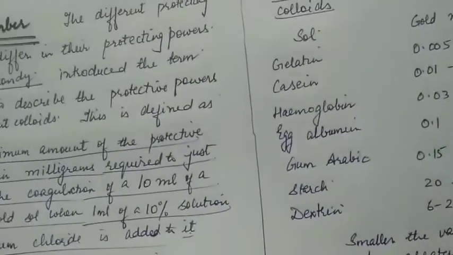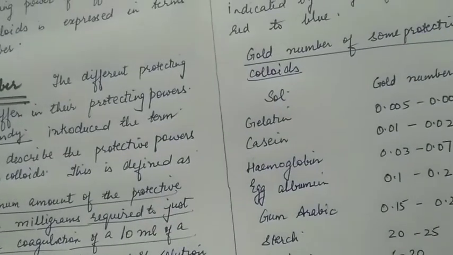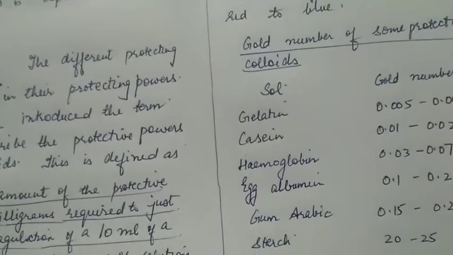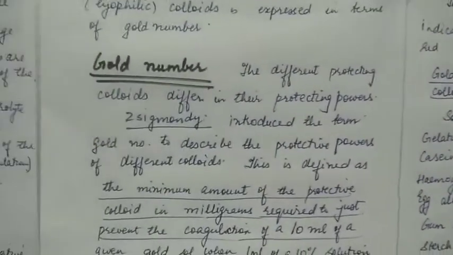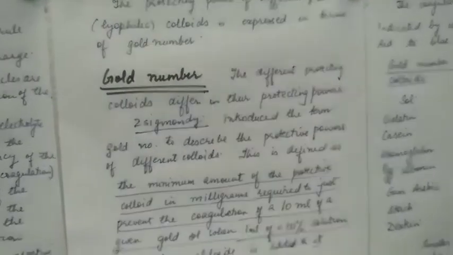The smaller the value of gold number, the greater will be the protecting power of the protective colloid, and the reciprocal of gold number is a measure of the protecting power of the colloidal solution.